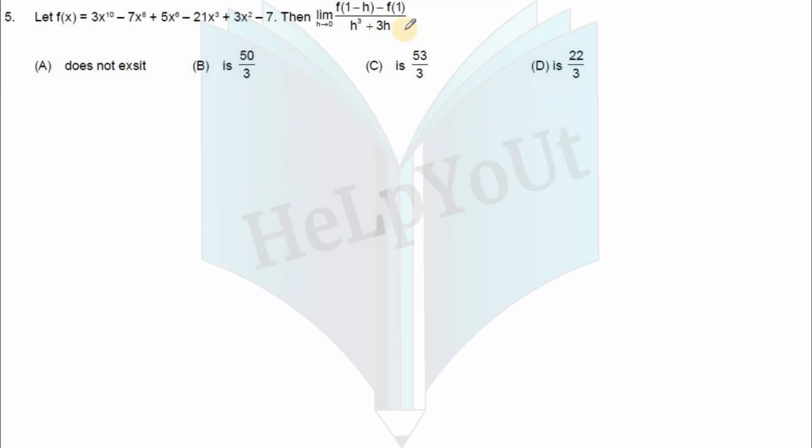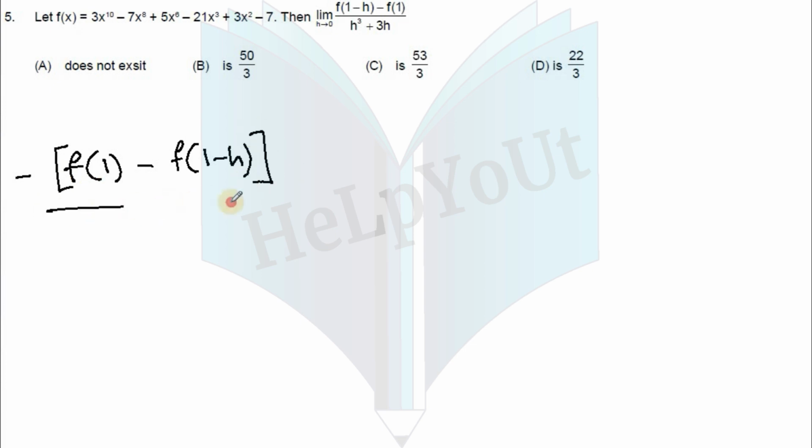For this question, we are going to simplify this part first. So for this part, we get f(1) minus f(1 minus h), because I took minus common here, since I am trying to use the definition of differentiation. So see here, I got f(x) minus f(x minus h), where x equals 1, and here we need h below to make it f dashed 1.